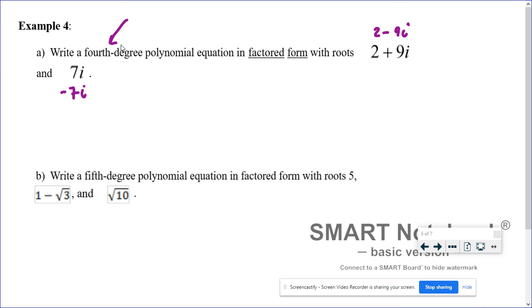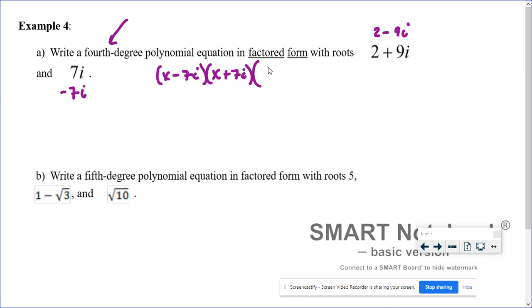Remember the factor theorem from a previous lesson. The factor theorem states if you know a root or a zero or a solution, whatever, all the same, then x minus that root is the factor that it came from. So let's just start with 7i. If 7i is a root, x minus 7i is the factor. If negative 7i is a root, then x plus 7i is a factor.